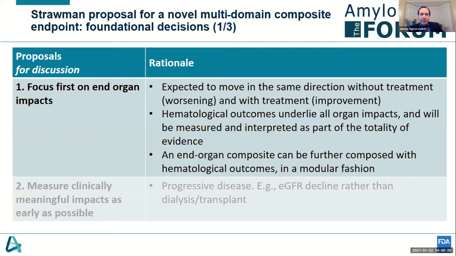So the first decision we made is to focus first on end organ impacts. These have the strong rationale for a composite. If a therapy is effective, we'd hope them all to move in the same direction, improving eventually at least. And we know it's a progressive disease without treatment.